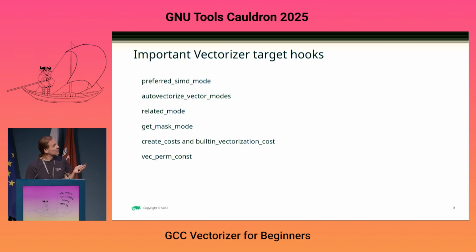Similar is the related mode hook. When you select one of these modes that the target returns here, then the related mode hook should return the vector mode of that same class, but for a different element mode and a different number of elements. So you put in an SVE mode and you get back an SVE mode and not a Neon mode, for example.